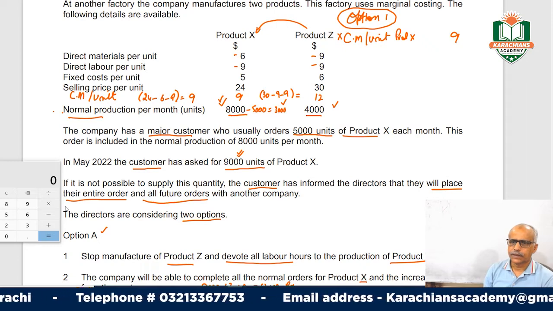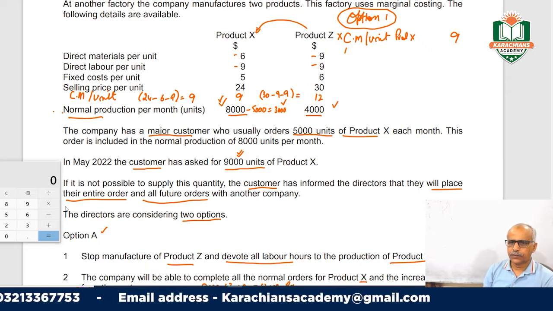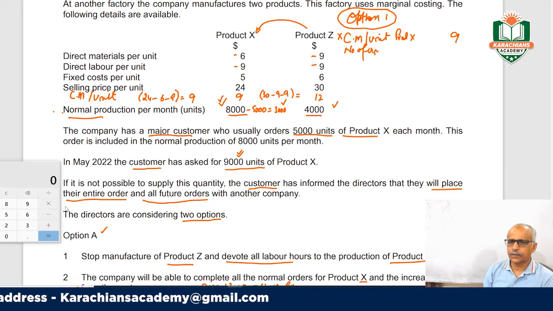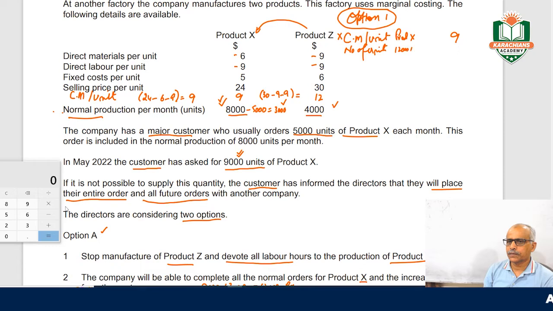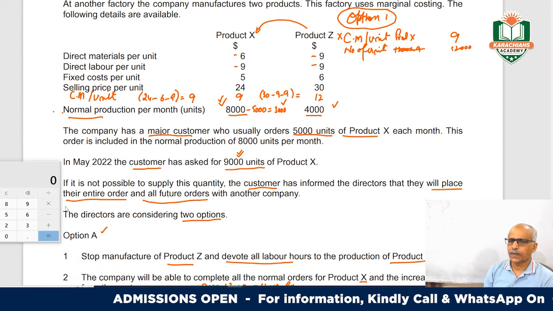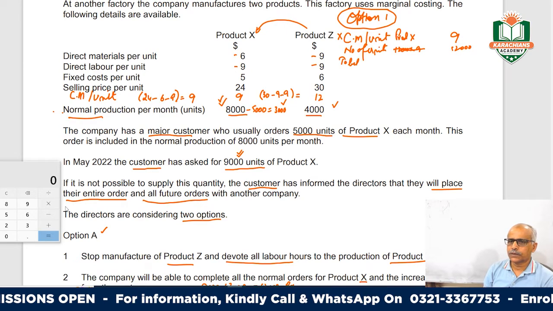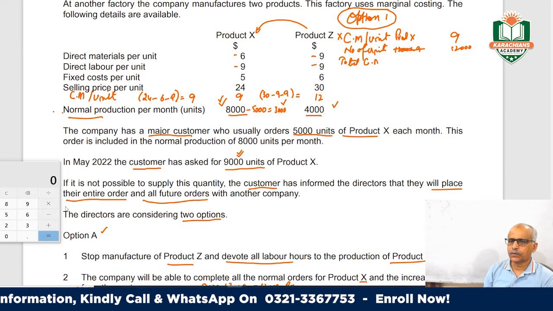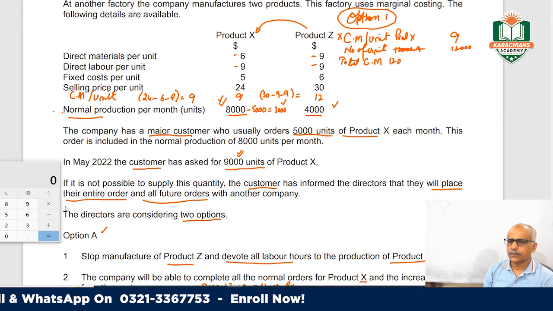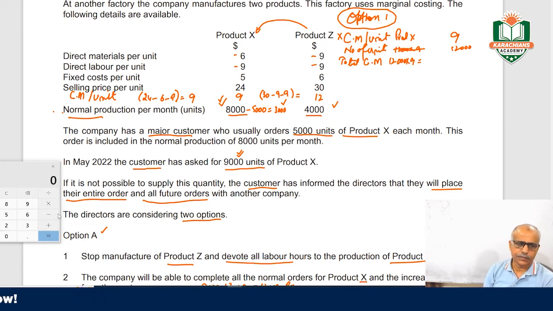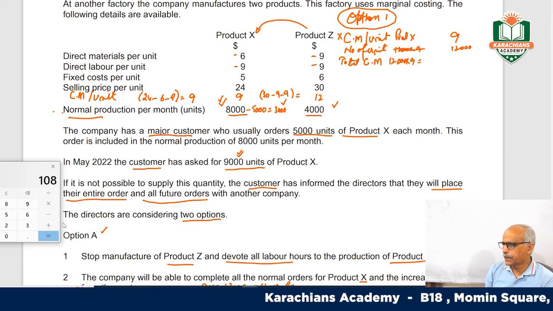Number of units you will be producing: 12,000. Total contribution margin is 12,000 into 9, which equals 108,000.